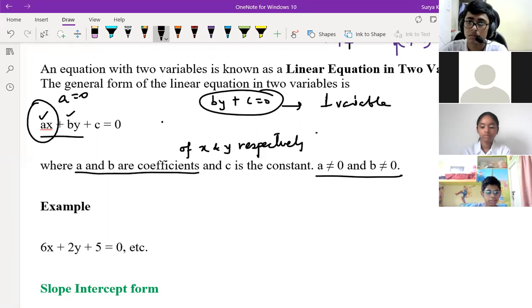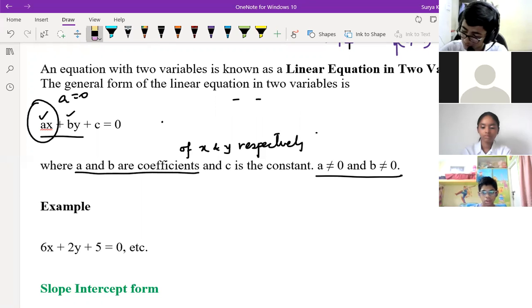If A and B both become 0, then it's not a linear equation only. Understood? So the condition also should be written here, that A is not equal to 0 and B also should not be equal to 0. Okay.